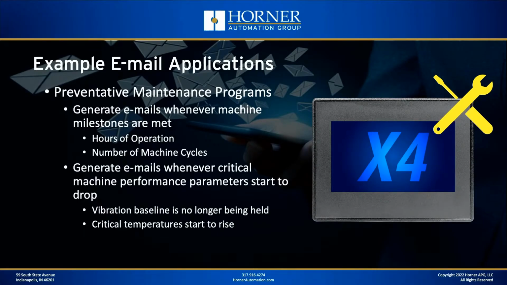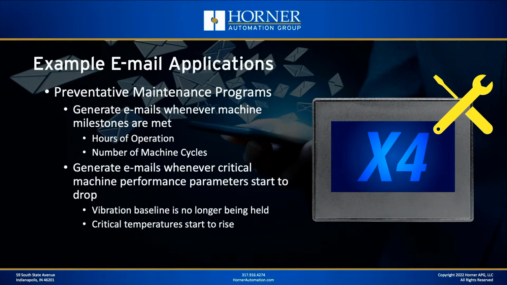Also, it might not be based on hours or cycles. You also might want to generate an email whenever a particular parameter falls out of range. Maybe a vibration parameter that you're monitoring, maybe a temperature parameter that you're monitoring. If those fall out of range, you want to generate an email, again, that flags that some maintenance is required on that machine to get the most out of the machine.